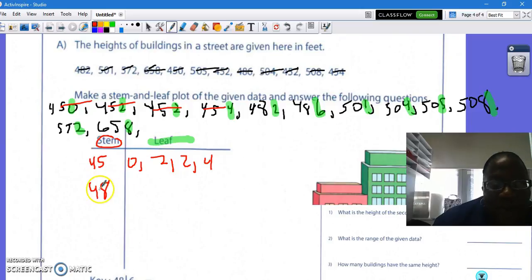48. Okay, so 48 we have 482. And then we have 486.